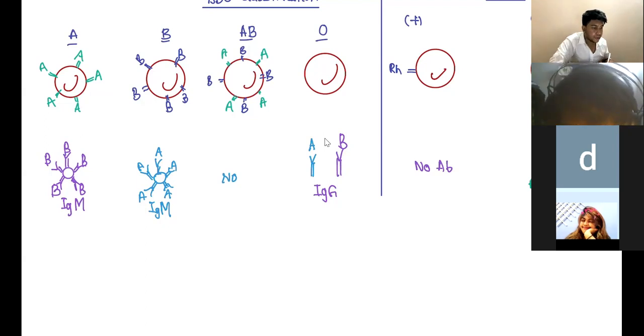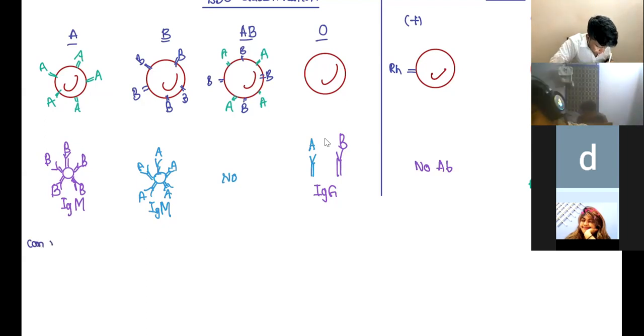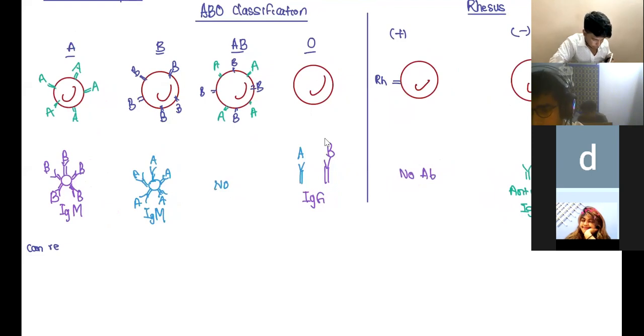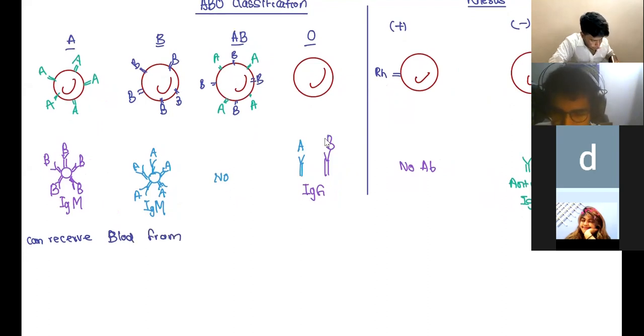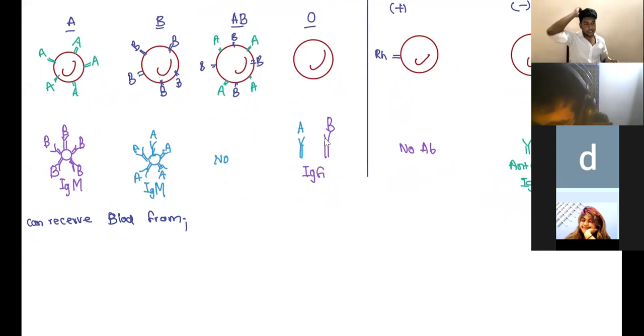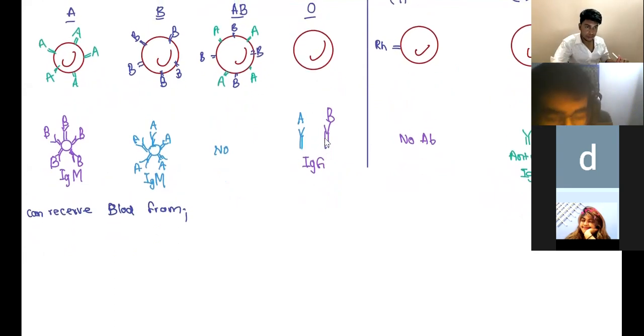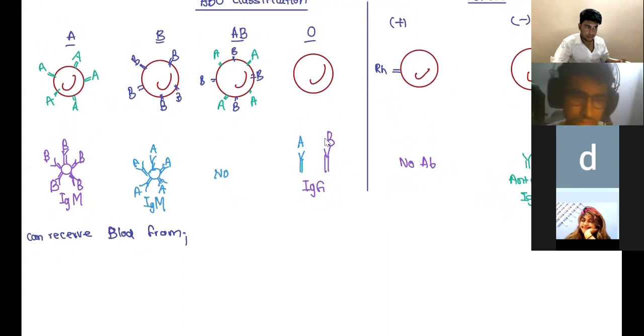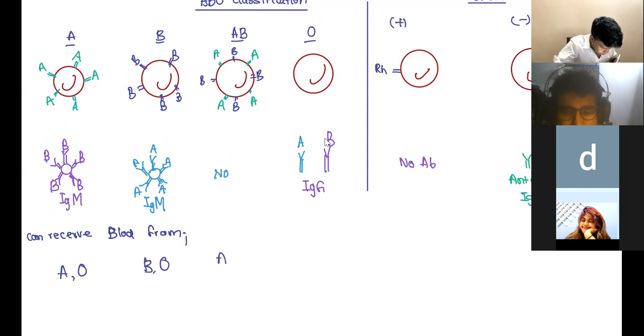Let's talk about who can give blood to whom. If you don't have space, try to find some space. Can receive blood from, or just write it like this. Who can A receive blood from? A and O. Yes, A and O. So same for B, B and O. What about AB? One word answer. Everyone. Okay. A, B, AB. What about O? O.